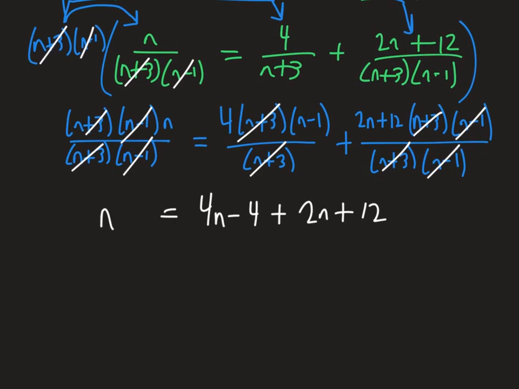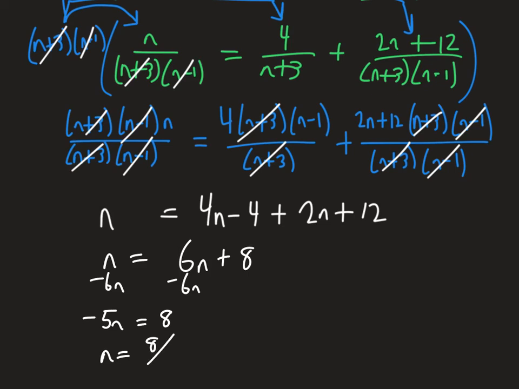No fractions. This should be like a normal equation. Sometimes it might be a quadratic or something, but it's going to be a nice straightforward equation. So let's see what we can do. Start combining some terms here. 4n plus 2n over here is 6n. The minus 4 and the plus 12 is going to be plus 8. Then we could go ahead and subtract 6n from both sides and get negative 5n equals 8. And just divide by negative 5. Okay, n's going to equal negative 8/5.